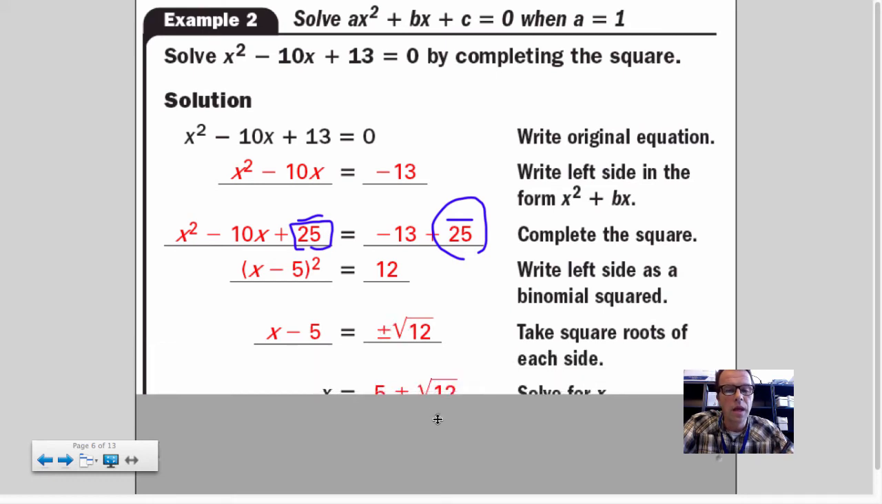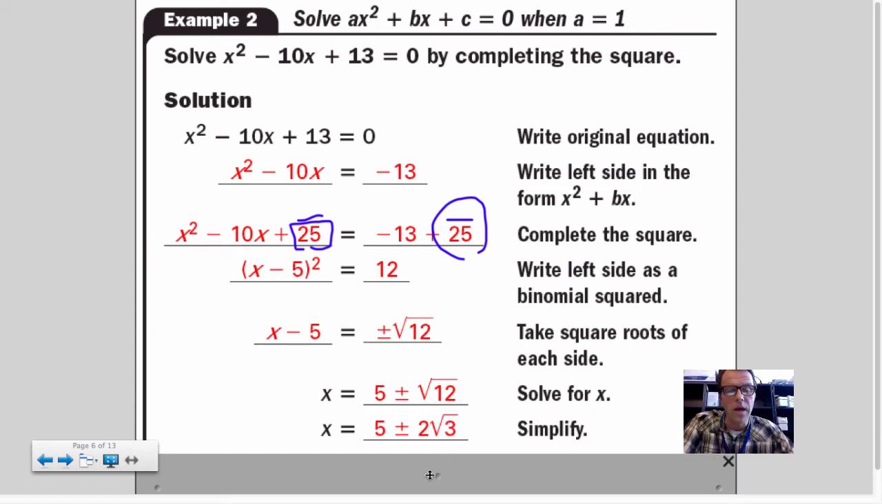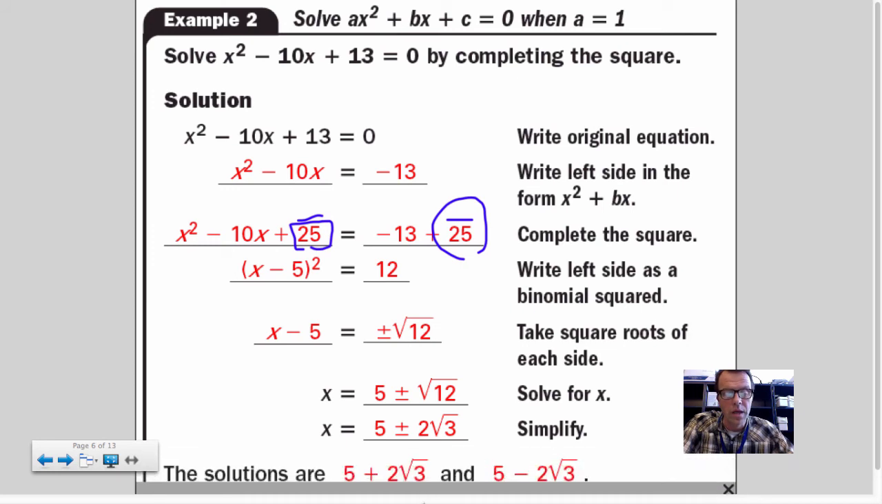Right? I would then add 5 to both sides. And finally, root 12, you say, oh, that simplifies to 2 root 3. So in the end, I have 2 solutions, right? And don't forget, there's always 2 solutions when we solve quadratics. 5 plus 2 root 3, and 5 minus 2 root 3.